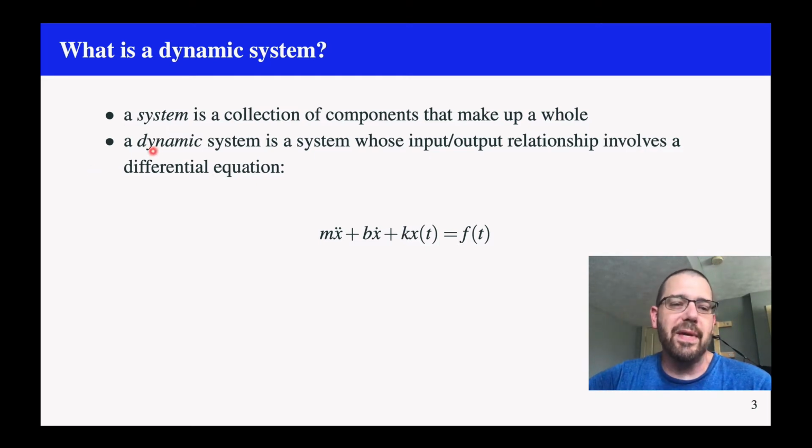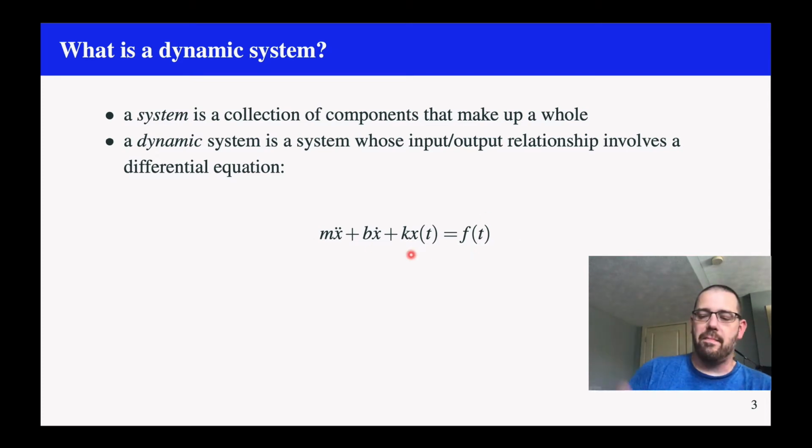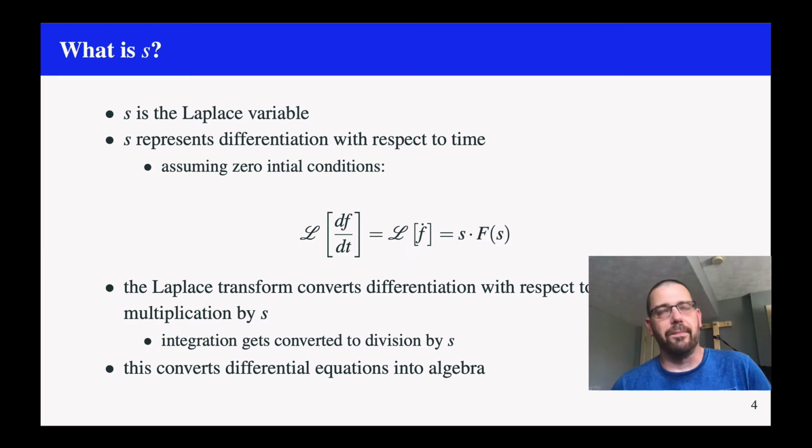And when we say dynamic system, dynamic here is the opposite of static, and what we mean by that is a system whose input-output relationship involves a differential equation. So if f of t is my input and x of t is my output, but the equation also involves the first and second derivatives, dx/dt and d squared x/dt squared, x dot and x double dot, then I've got a differential equation between the input and output of my system. That makes it a dynamic system.